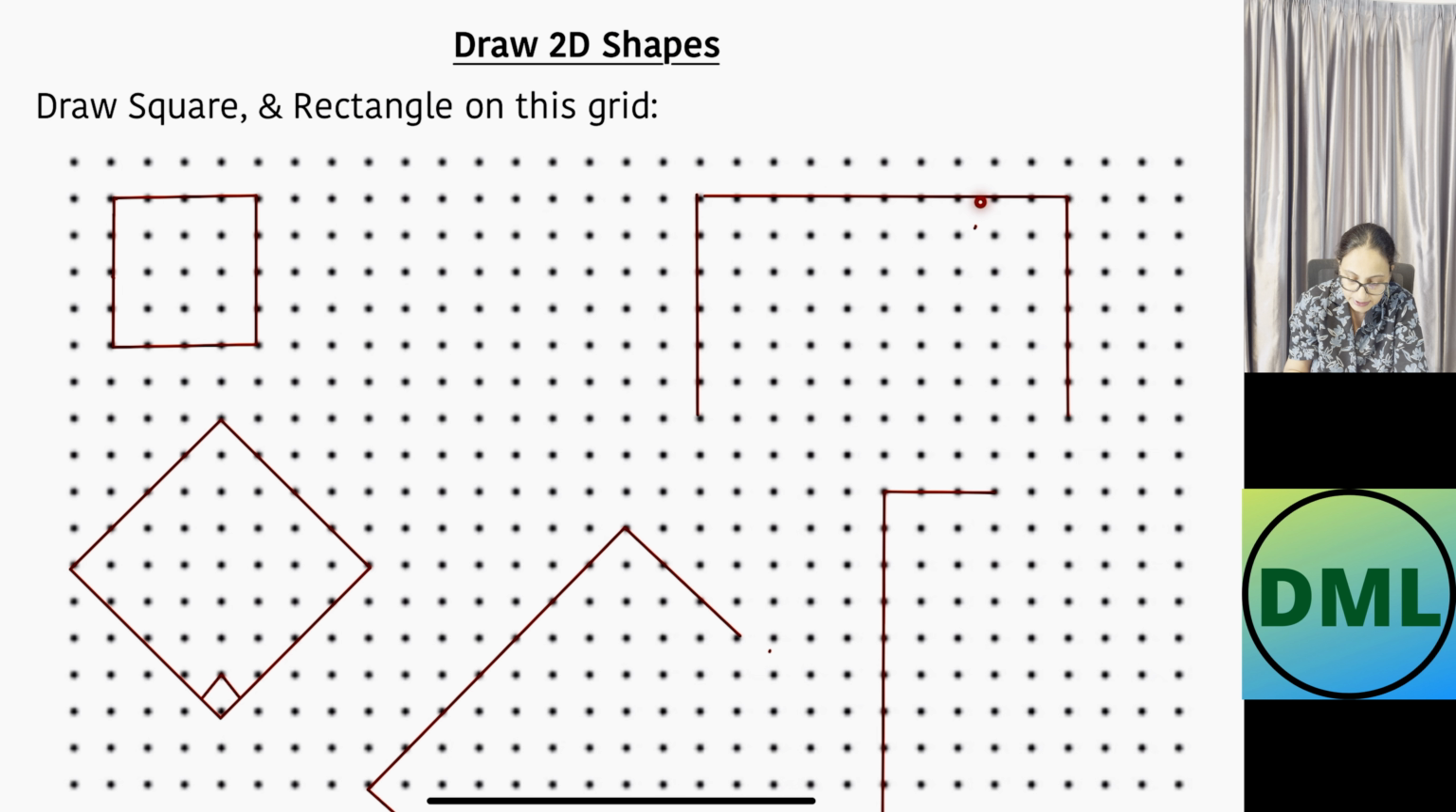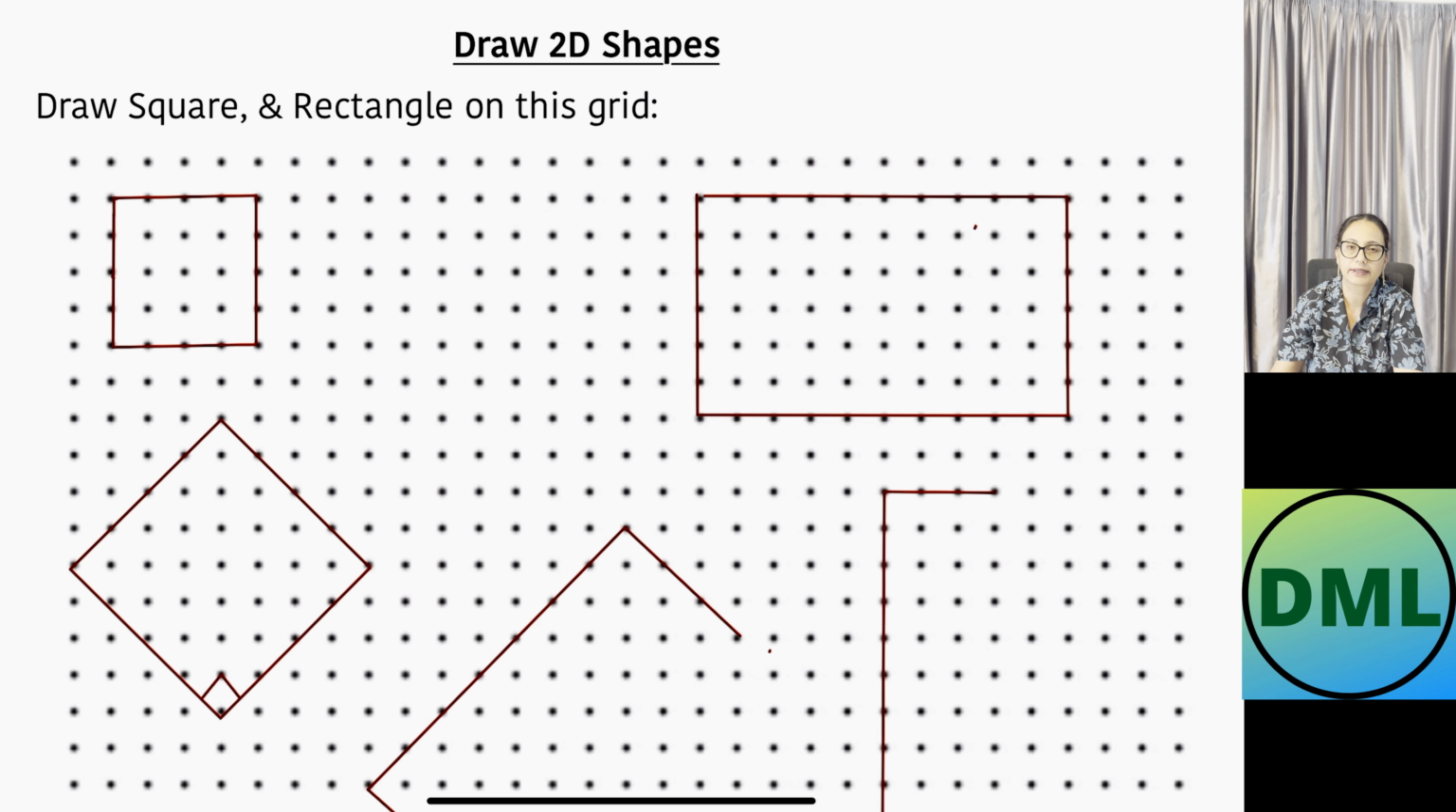I have joined this. I went down for 6 units. Here also I went for 1, 2, 3, 4, 5, 6 units. I need to join this with this one to complete my rectangle. Let's join that, and I have completed my rectangle.